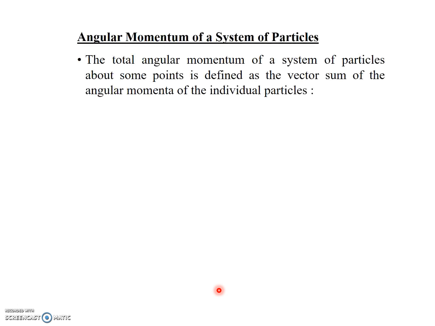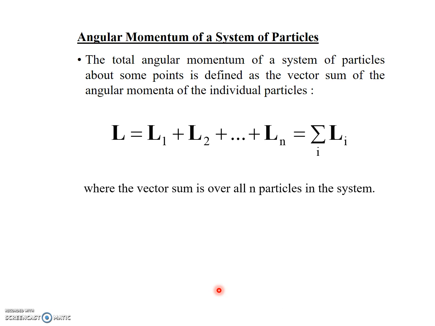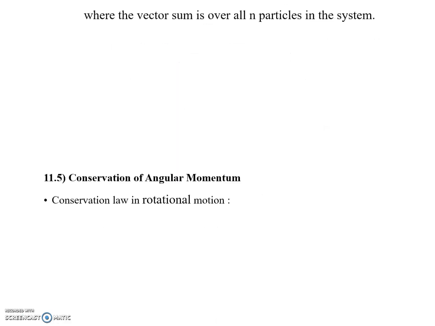Angular momentum of a system of particles. The total angular momentum of a system of particles about some point is defined as the vector sum of the angular momenta of the individual particles. It can be written as L1 plus L2 plus L3 and so forth until you sum over all the n particles in the system.